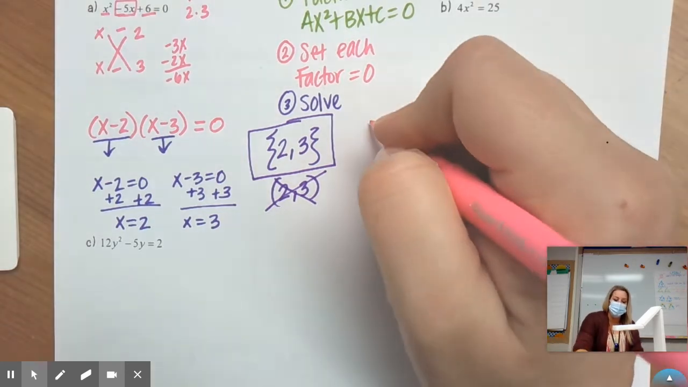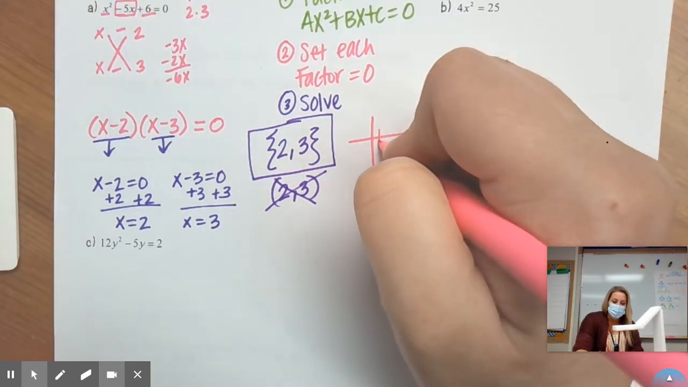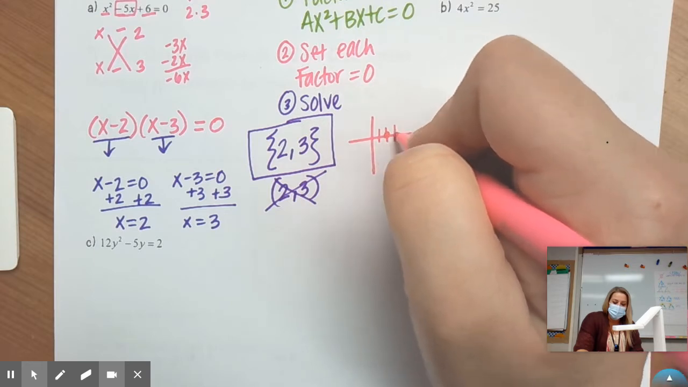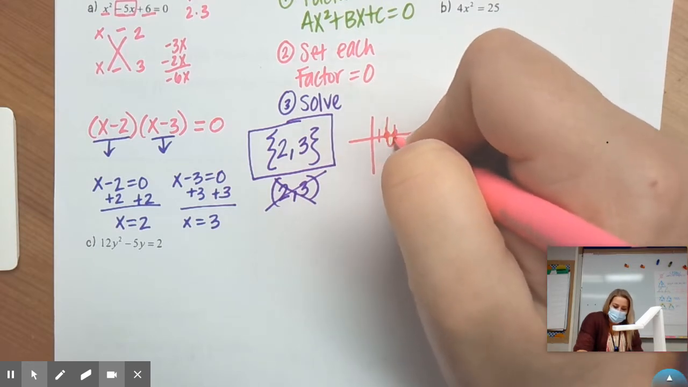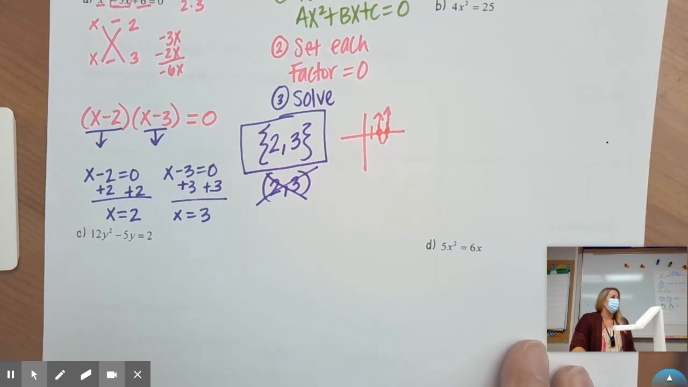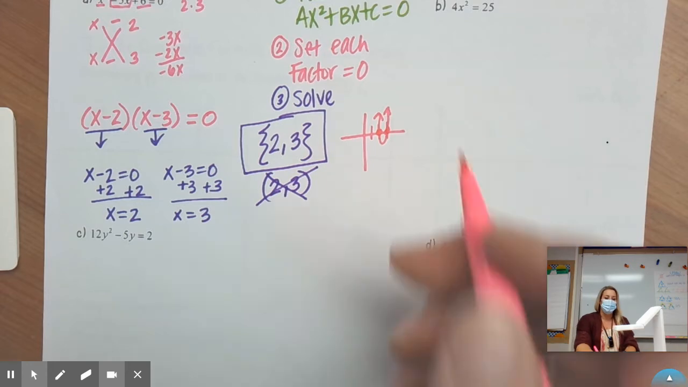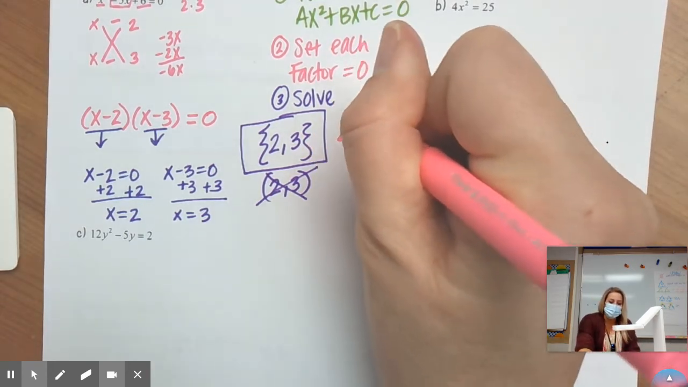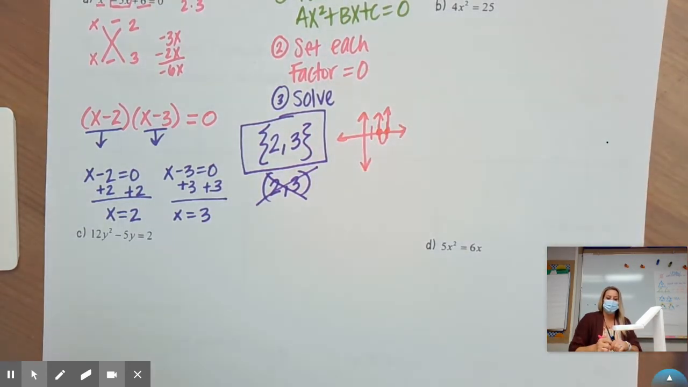So if we were to think visually what this would look like, we'd go 1, 2, 3, and so our parabola is going to look something like this. I don't know exactly what it's going to look like yet, but I do know that it goes through at +2 and +3 on the x-axis. Okay, and that's all we need to know for right now.